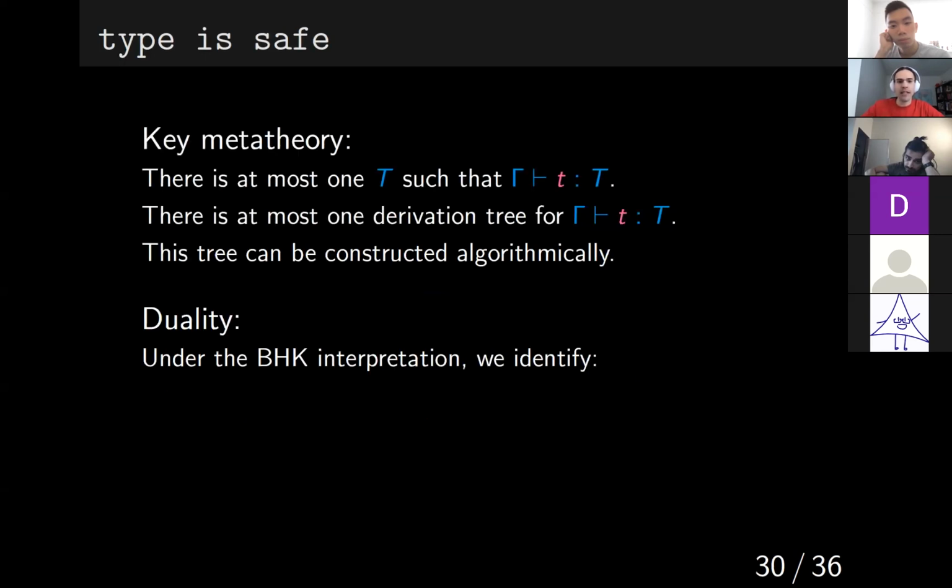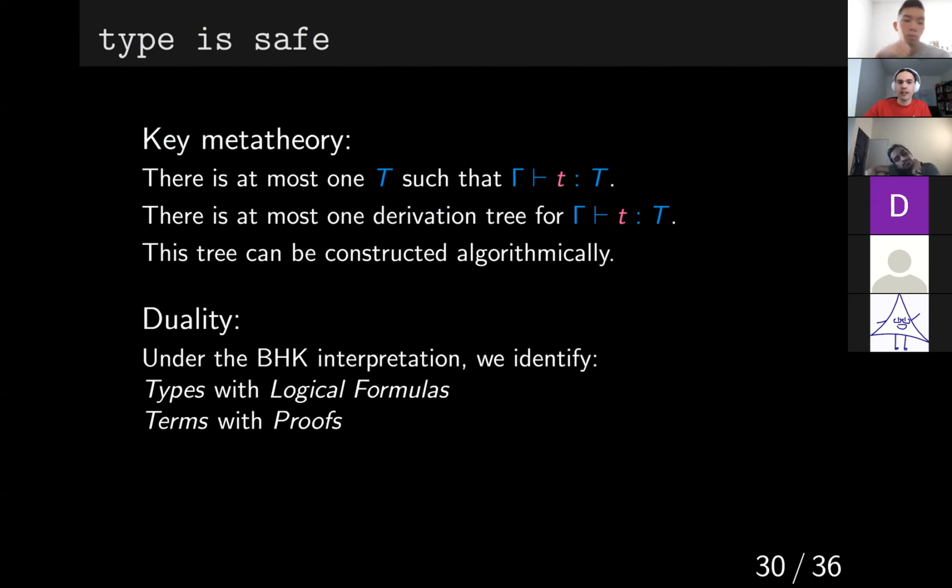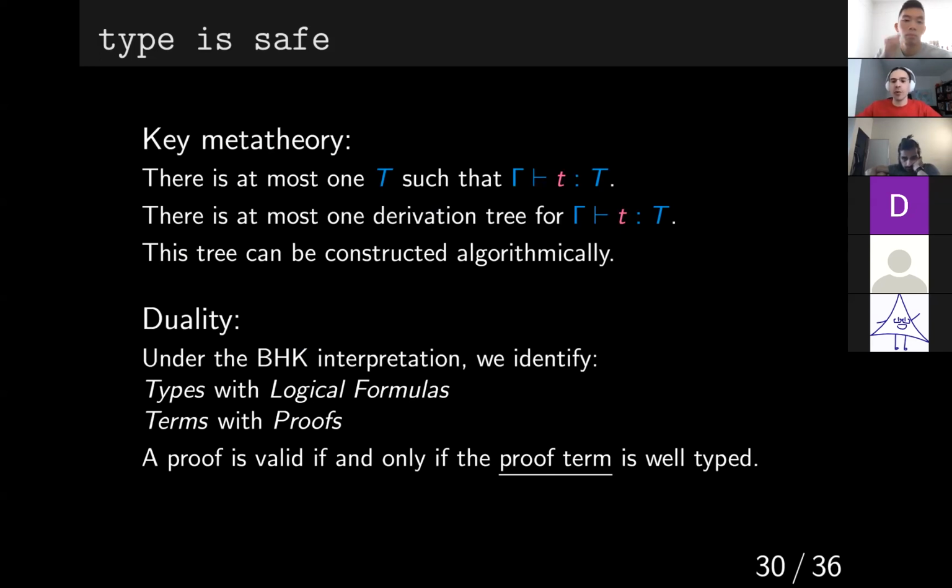And so then we get to this duality that we've been hinting at in this talk. And that's the BHK interpretation. What happens is that we identify types with logical formulas. Previously, in the language of types, I said atomic types and arrow types. But then in the language of propositional logic, I had propositional variables and implication. Well, in the duality, we blend these two things together. We think of types as logical formulas, and we think of terms as concrete proofs. And that's why we call them proof terms. A proof is valid if and only if the proof term is well typed.